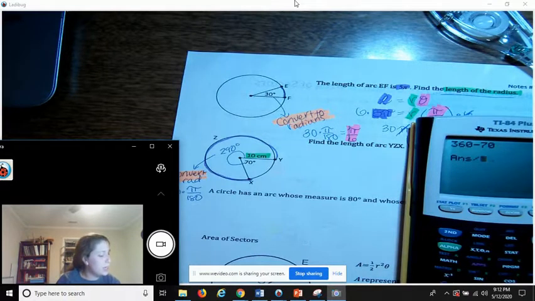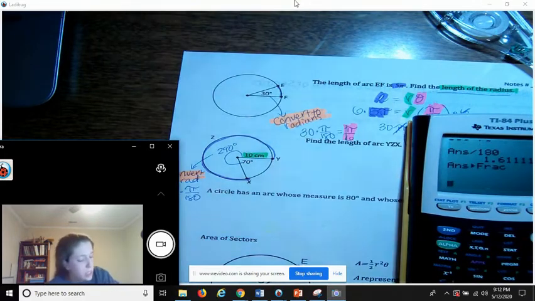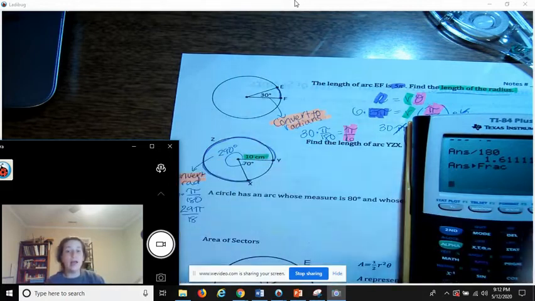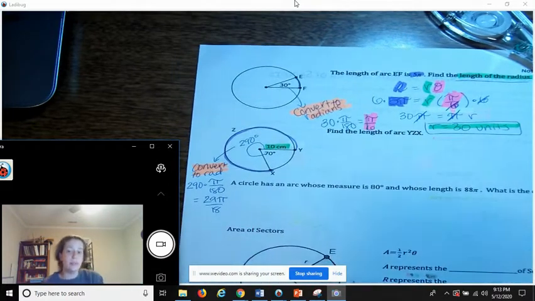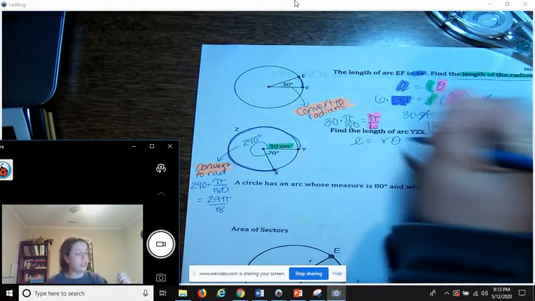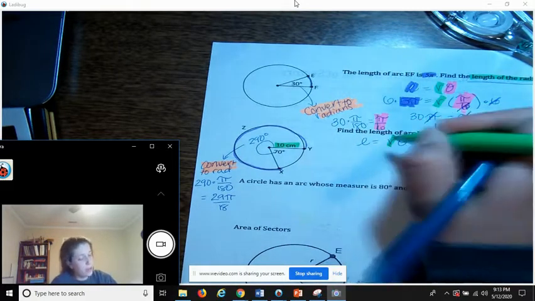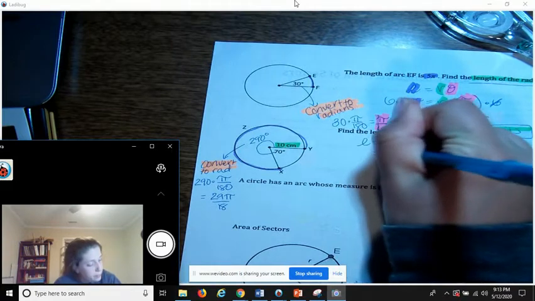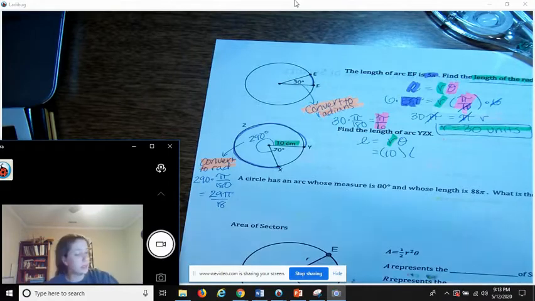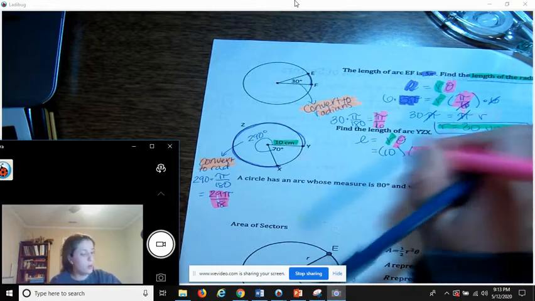290 divided by 180 is something not fun. 29 pi over 18. It's not very fun, but that is going to be the value that we use. So we have L equals R theta. That's our equation we're always using. R was given to us in the problem. We can fill that in, 10. Theta we just found using our conversion formula, so this is going to be 29 pi over 18.